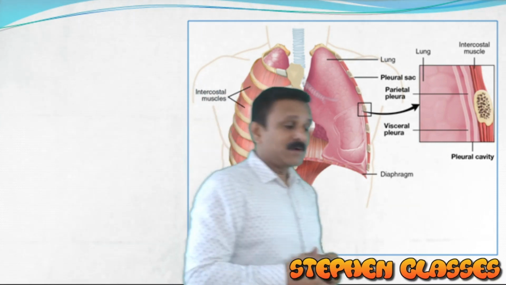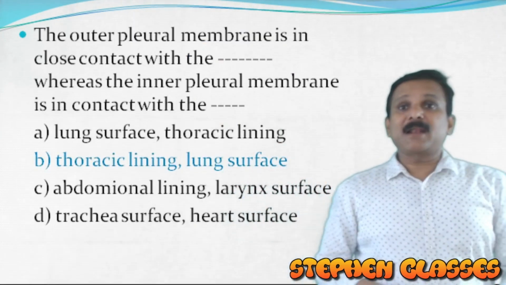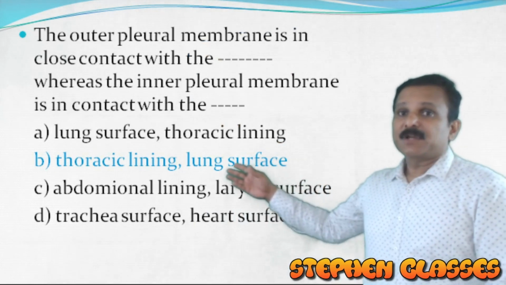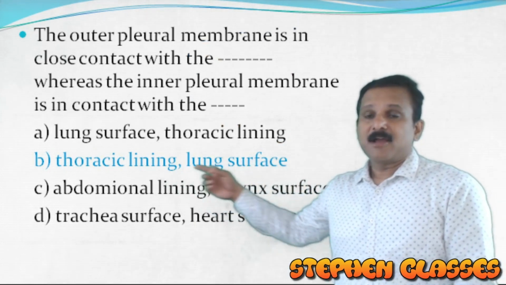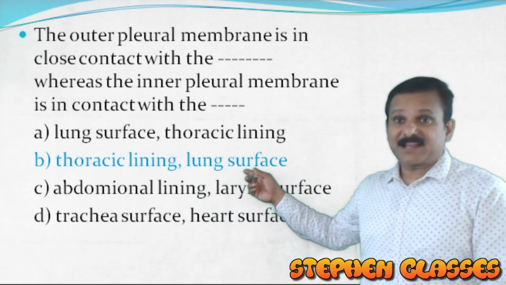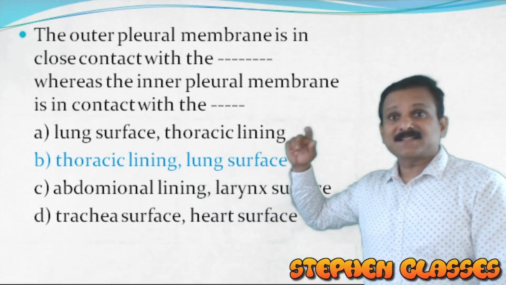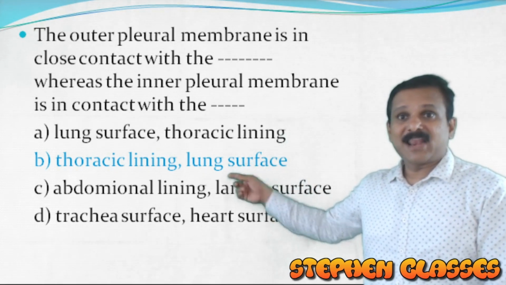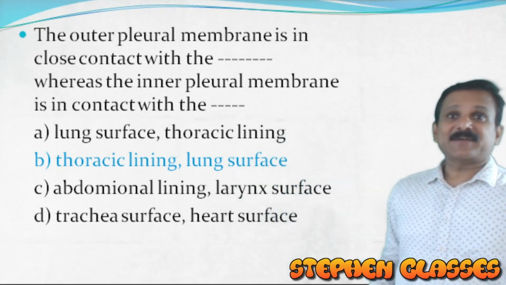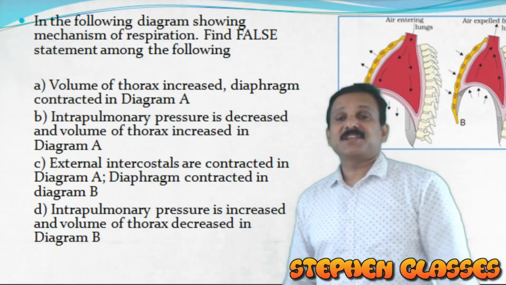So we have the question now. The outer pleural membrane, the parietal pleura, is in contact with the thoracic lining, whereas the inner pleural membrane, the visceral pleura, is in close contact with the lung surface. So that is our answer. We move on to our next question.